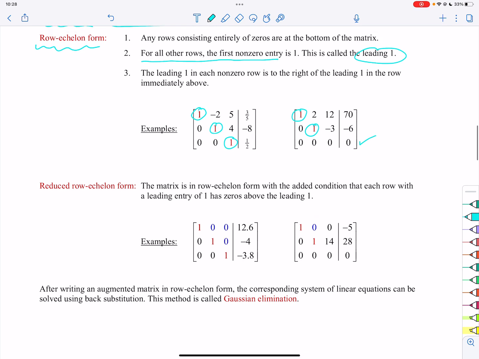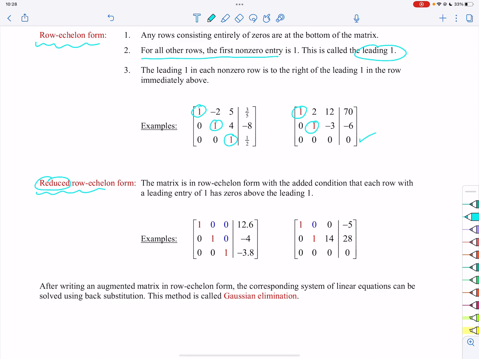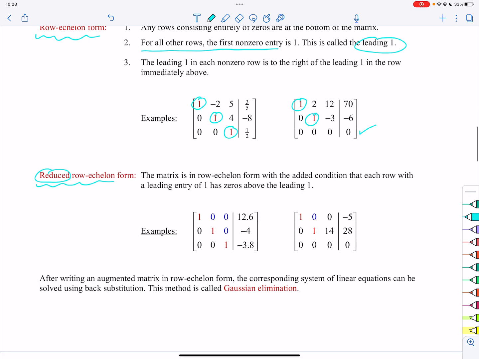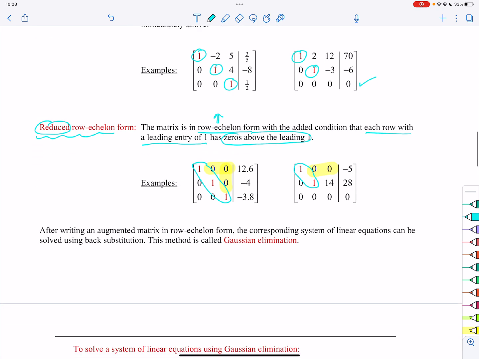Now let's look at reduced row echelon form. As you can see, reduced row echelon form is what we saw above with row echelon form. In addition, each row that has a leading entry of 1 has zeros above the leading 1. So you can see the ones on the diagonal, and now you can see all of these are zeros. We don't worry about that row with all zeros.